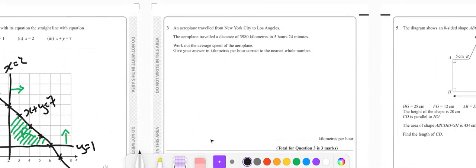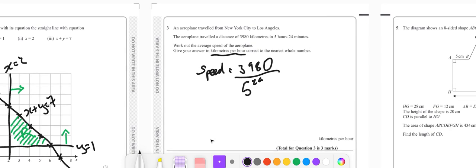Okay, an aeroplane travelled from New York to Los Angeles. The aeroplane travelled a distance of that in 5 hours and that. Work out the average speed in kilometres per hour. So speed is kilometres per hour. Now this is 5 hours and 24/60ths of an hour, and we can just put it into our calculator like that.